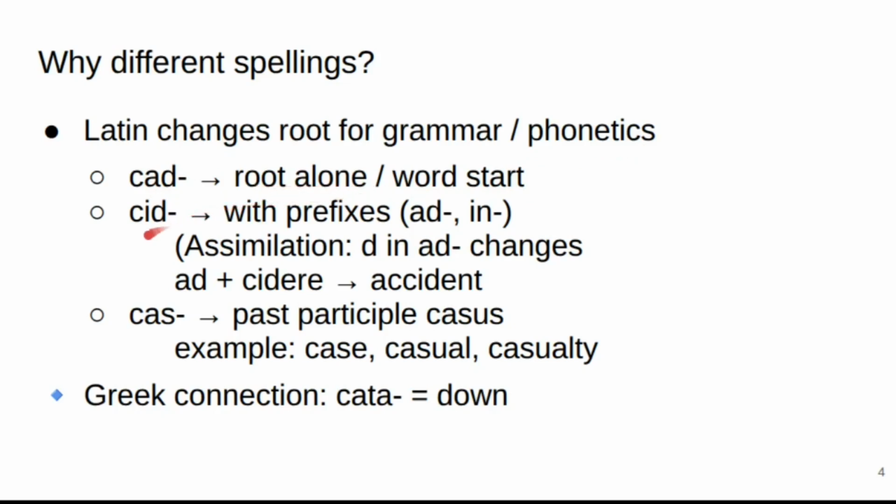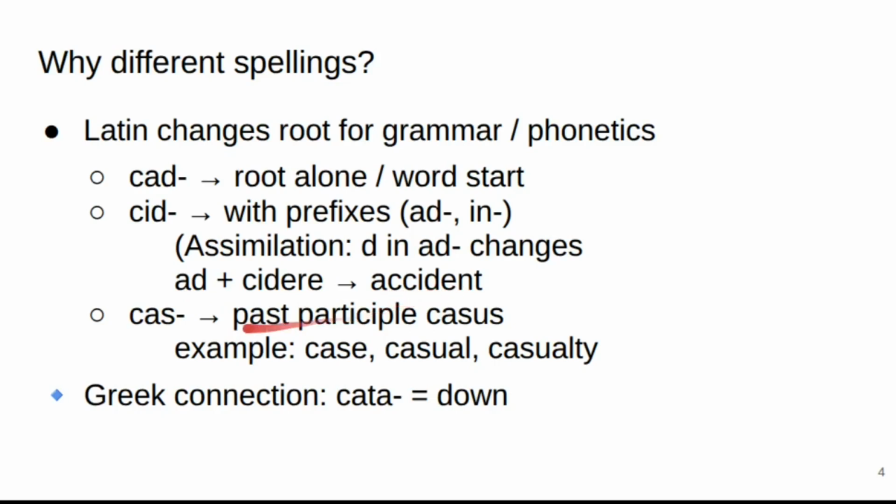However, when prefixes were added, like ad, meaning to, or in, meaning upon, the sound shifted slightly to cid to make pronunciation smoother. From our earlier vocab builder lesson, we know that the D in the prefix ad often changes its spelling for easier pronunciation, a process called assimilation. So ad plus cadere, to fall, became accidere, which gives us the English word accident.